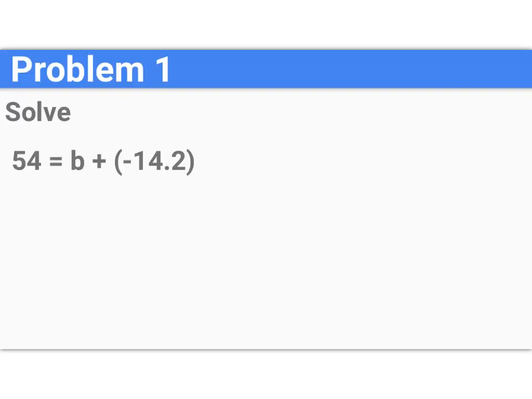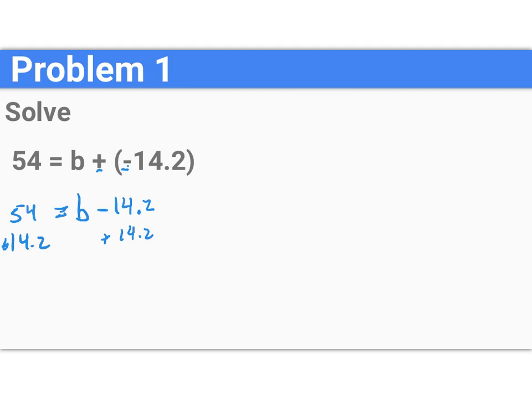Okay, so let's see what we have. When you see a plus and a minus, I would suggest that you rewrite it so you don't get yourself confused. It's 54. We're going to add 14.2 to both sides because we see that it became negative. A plus and a minus becomes negative when they're together.